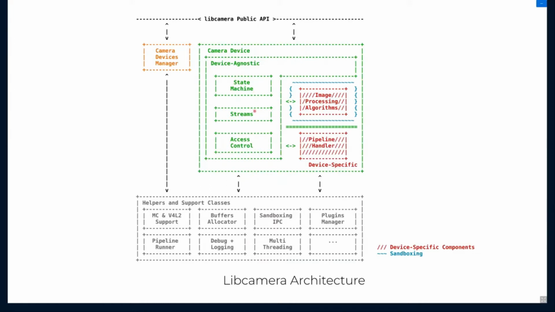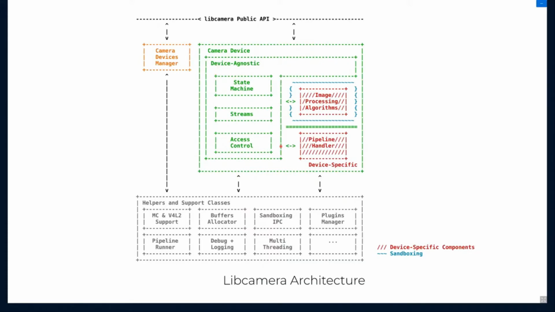We have streams: what streams are supported by the camera, and what role you want to use for video capture or for still capture. Depending on that, the camera device will give you the best suited streams and the associated resolution. And you of course have access control so that no 2 applications simultaneously ask for the camera at the same time. So this part is device agnostic.